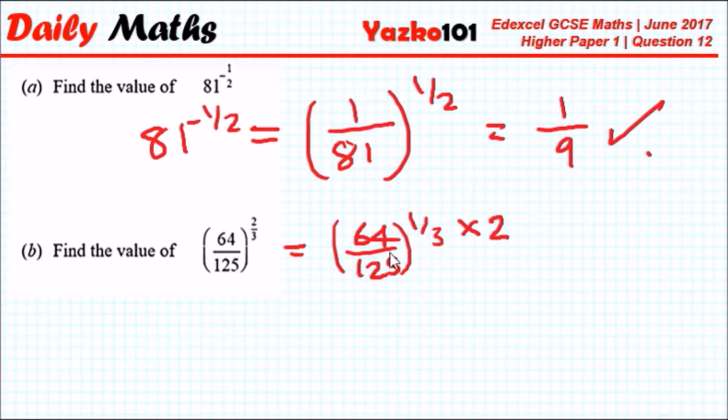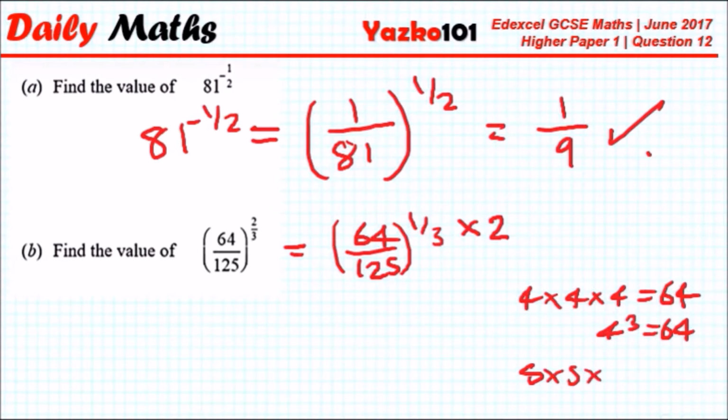So the third root of this one, well, the cube root, can be tricky. It helps that you know your cube numbers, yeah? Firstly, the cube root of 64 is 4. How do we know? Because 4 times 4 times 4 gives us 64. So clearly, 4 cubed is 64. So the first result will be 4. The cube root of 125 will be 5, because 5 times 5 times 5 is 125. So clearly 5 cubed is 125.